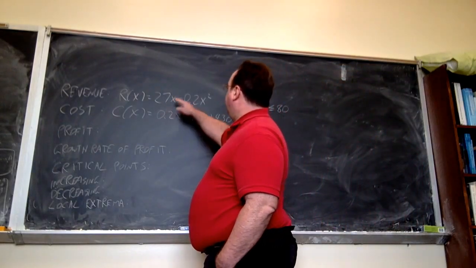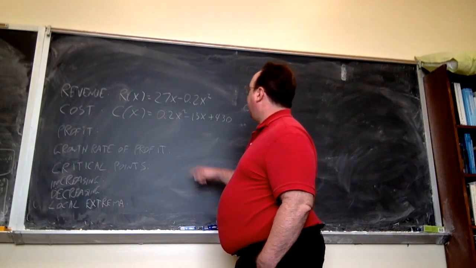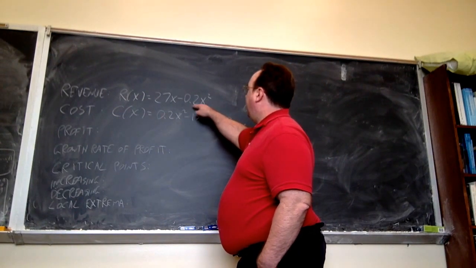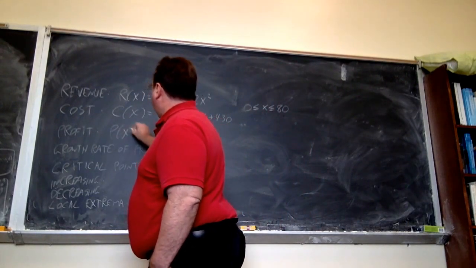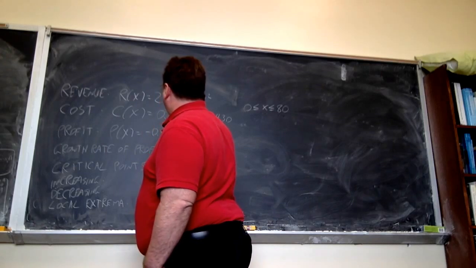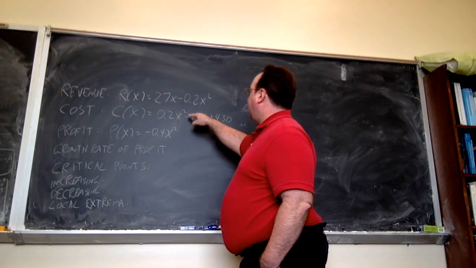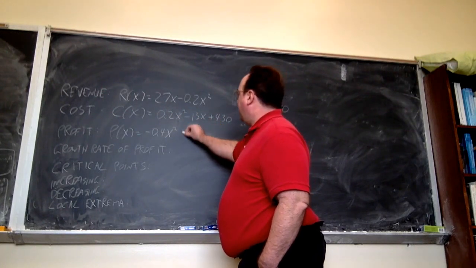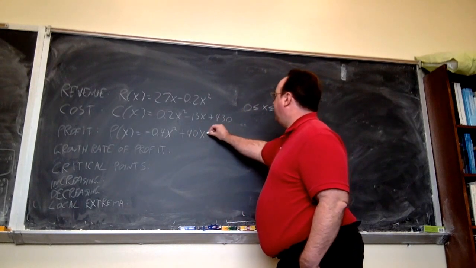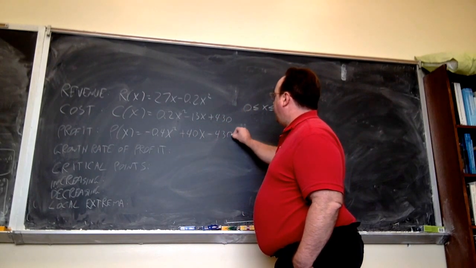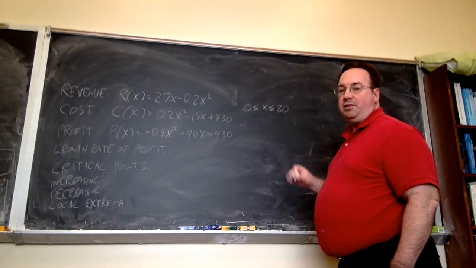So if I subtract these functions, then what I get is, for my quadratic term, minus 0.2x squared minus 0.2x squared again. So my profit function would be minus 0.4x squared, and then I have plus 27x minus a minus 13x, which is a plus, so I have plus 40x, and then minus 430, so those are the fixed costs there. So now we have a profit function.